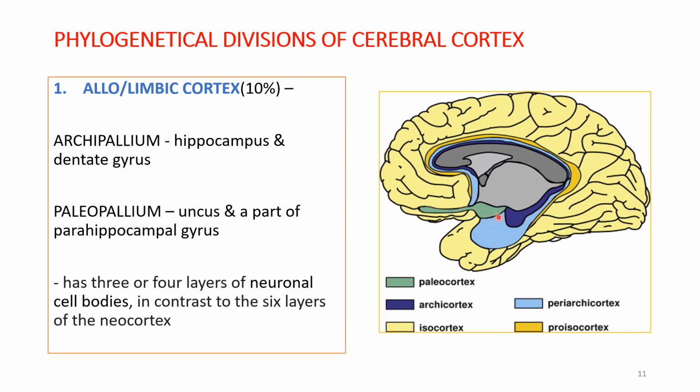It is composed of uncus and a part of parahippocampal gyrus. And it has 3 or 4 layers of neuronal cell bodies in contrast to 6 layers of the neocortex. So everywhere in the neocortex you have 6 layers, but in allocortex you have only 3 or 4 layers.